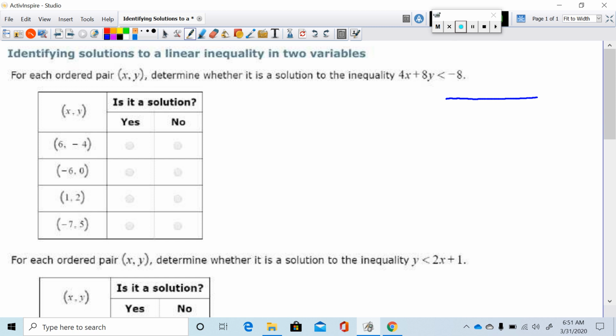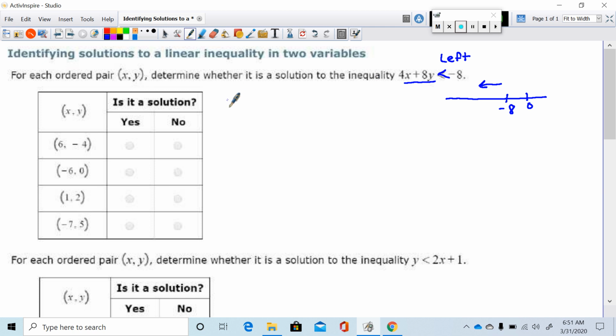So I'm going to come out here and make a number line with negative 8. And for it to be true, when we do a calculation, it has to be, see how this arrow is pointing to the left? So in order to be true, it has to be to the left of negative 8.